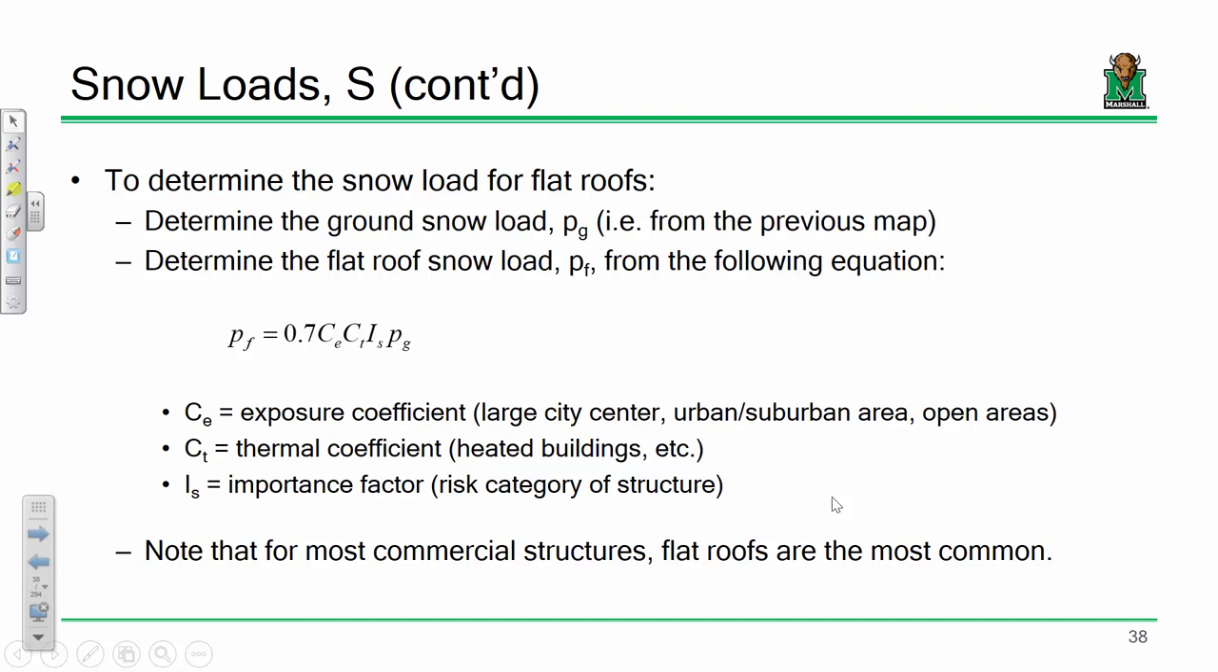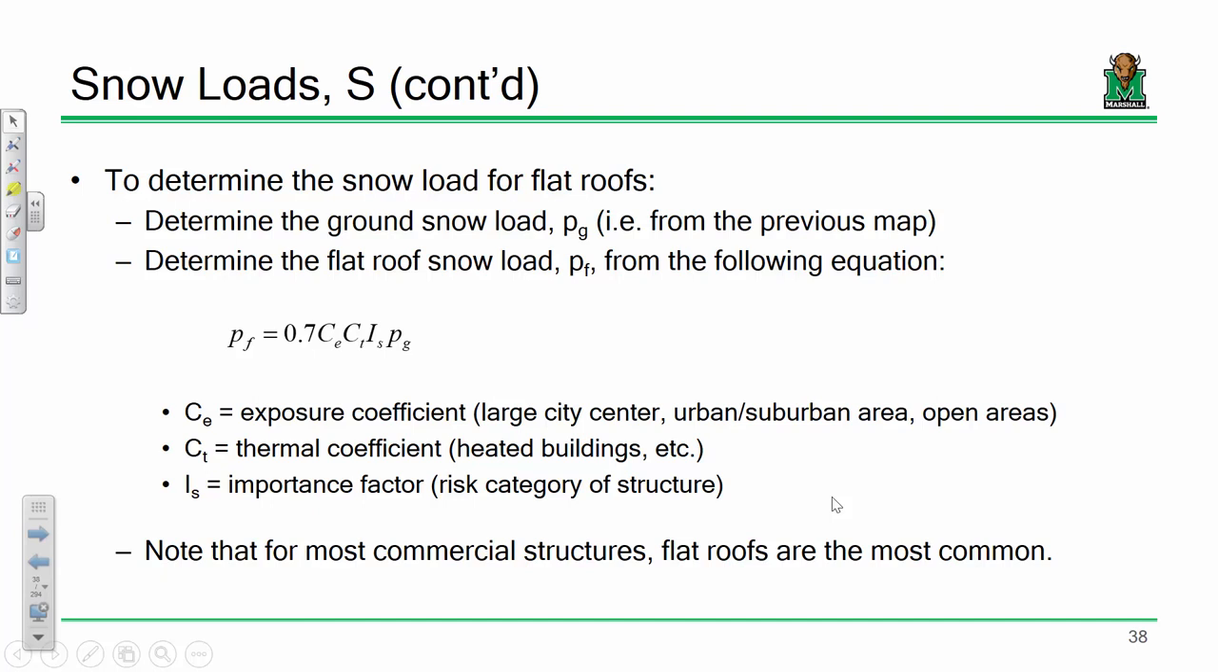So whenever you're dealing with snow loads, you're going to take the ground snow load, and then adjust it for what would be the load on the roof. Really you need three quantities to do that. You need an exposure coefficient, which we'll talk about in a second. That's whether it's in a large city center, a suburban area, or a rural area. For those of you that were in steel design, it's very similar to the exposure coefficients for wind, and it's directly related.